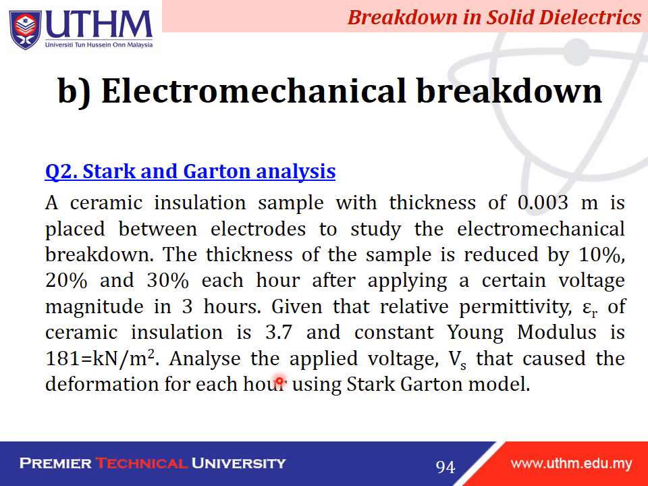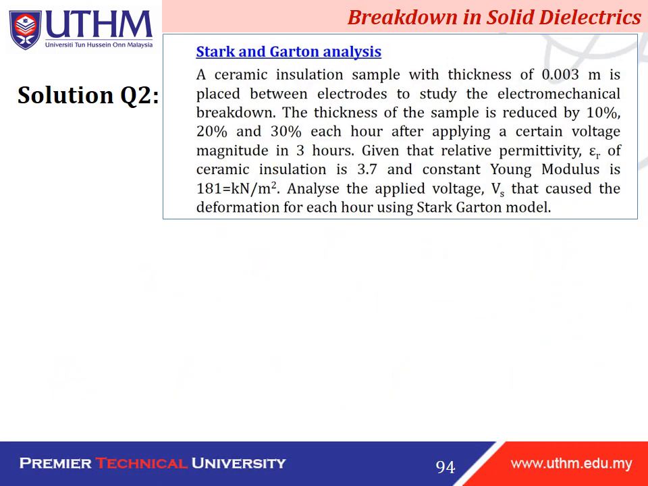So when the question says each hour, it means that you need to find Vs when the sample is reduced by 10% for the first hour, 20% at the second hour, and 30% at the third hour. Okay, so this is the question we have just read. The important equation we need to know is this. So what to do when we have this kind of question?